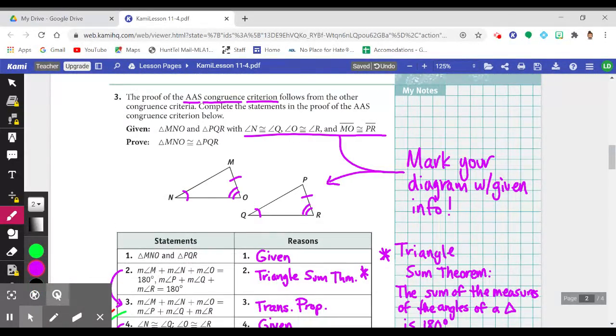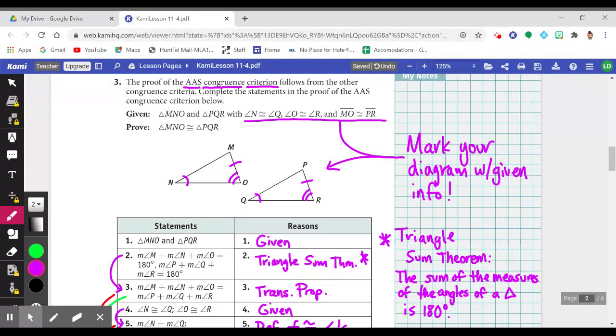So it could be a rather daunting proof, but hopefully you tackled it on your own. Anyway, we were given that we have two triangles, triangle MNO and triangle PQR. And notice what they're doing here. They're telling us essentially this criterion, that we have two pairs of angles, angle N congruent to angle Q, and angle O congruent to angle R, and a non-included side, MO, congruent to PR.